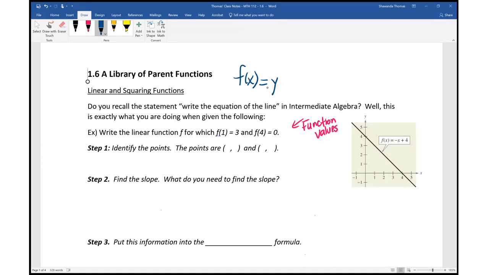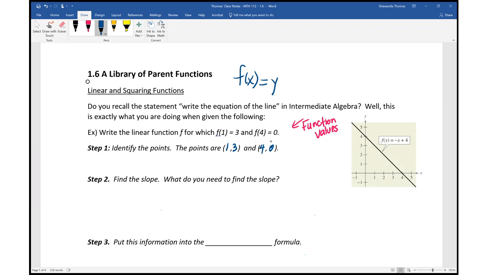So if f of x is equal to y, then we can identify our x and our y, because whatever goes inside of this parenthesis is our input value, and here x is representing our input value and y is representing our output value. So we can identify points based off of this. So one set of point is (1, 3), and one set of point is (4, 0). So we have 2 points that we can now find the slope of.